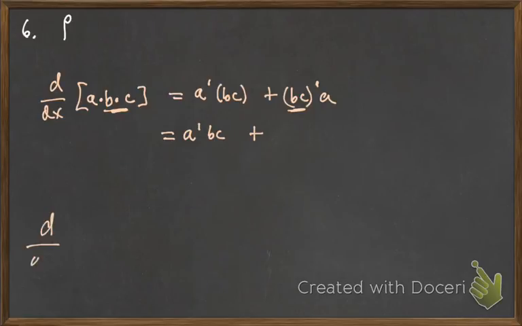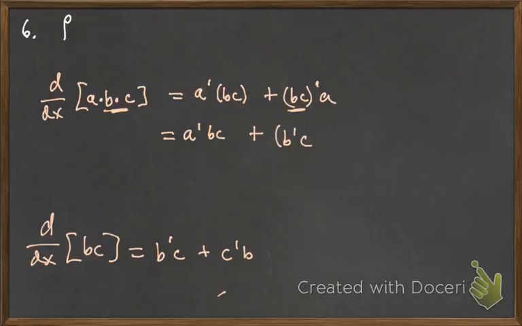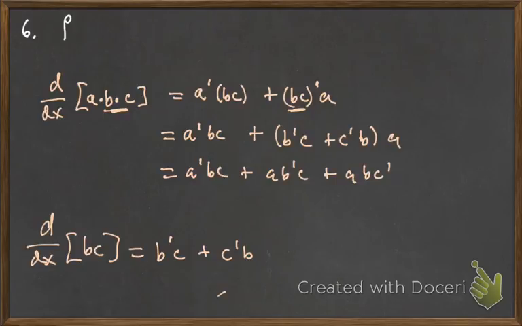So the derivative of BC, well, that's just going to be like AB, but with different letters. So B prime C plus C prime B. Okay, so product rule: B prime C plus C prime B, times A. And I'm going to rearrange the order, but I have A prime BC plus A B prime C plus A B C prime. So I'm just rearranging the order.